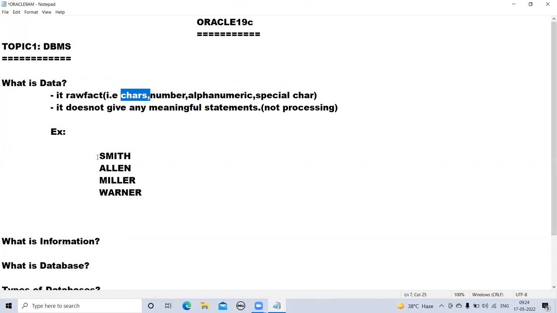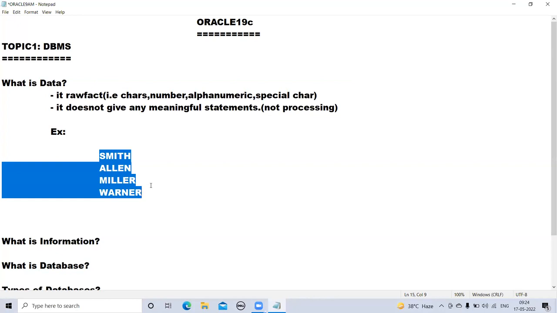Now, guys, tell me, whatever names I have given here: Smith, Allen, Miller, and Warner. These are names, but what do these names belong to, what are they representing? Are they product names, employee names, customer names, student names, place names, or brand names? So what exactly is it predicting?